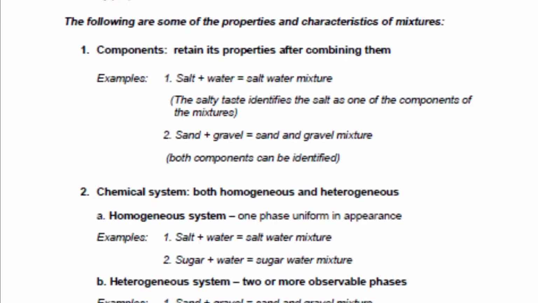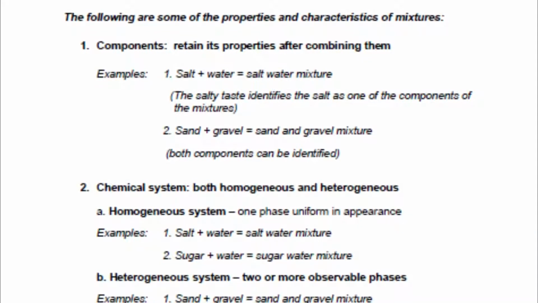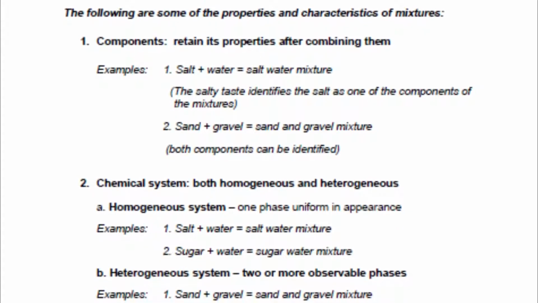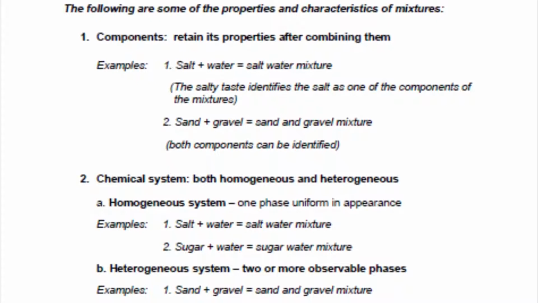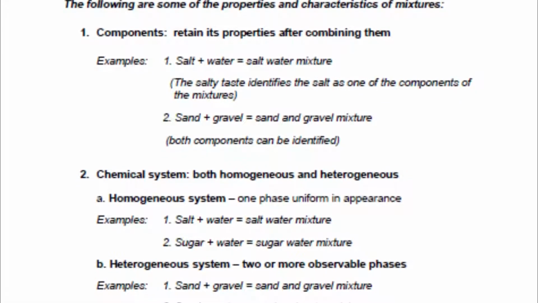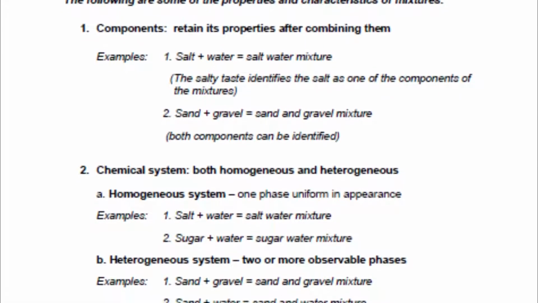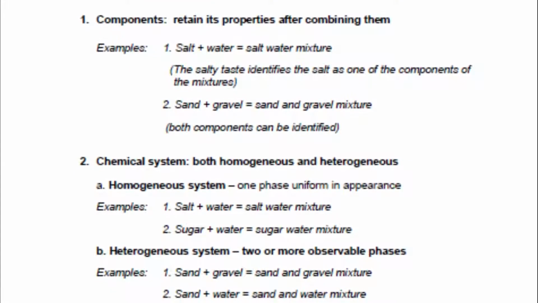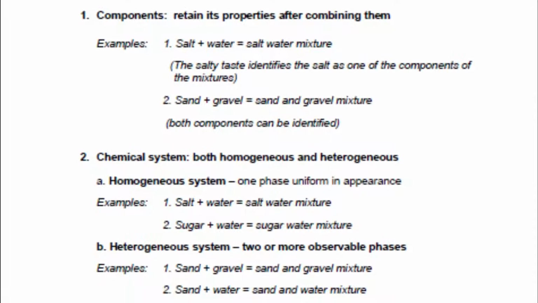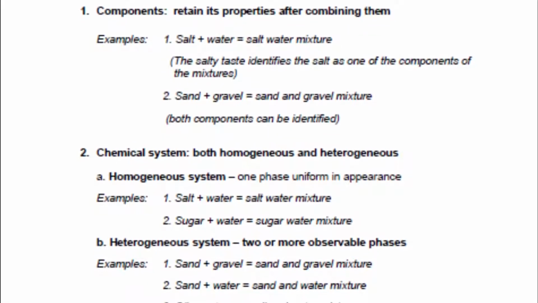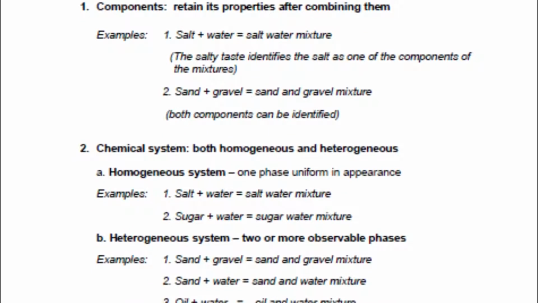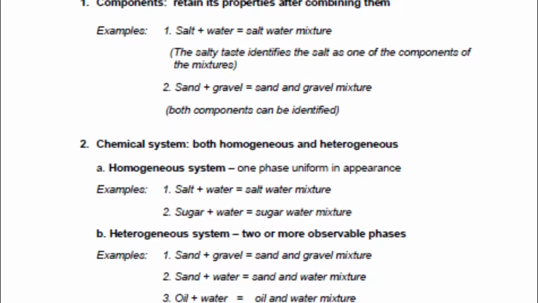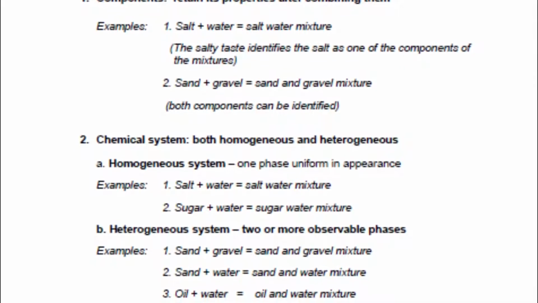The second property and characteristic is chemical system. Both are homogeneous and heterogeneous. A homogeneous system has one phase, uniform in appearance. Example, salt plus water or sugar plus water. The combination of salt and water or water and sugar is uniform all throughout in appearance.